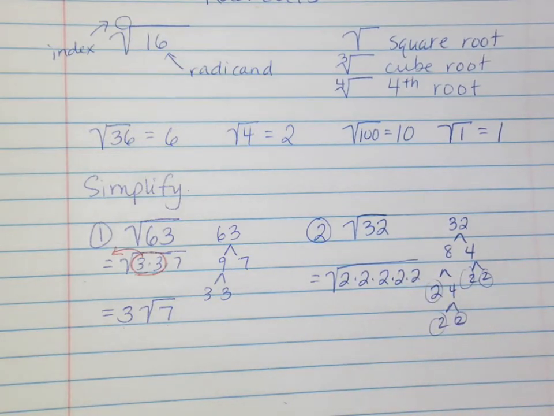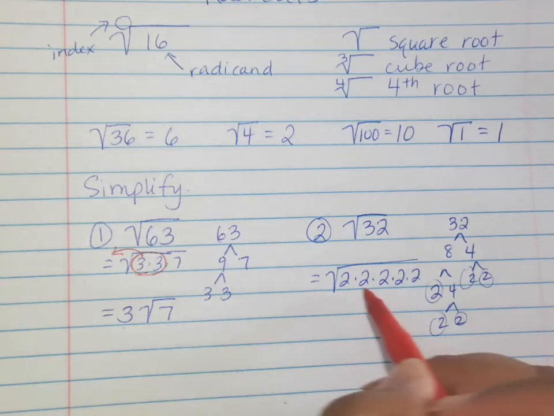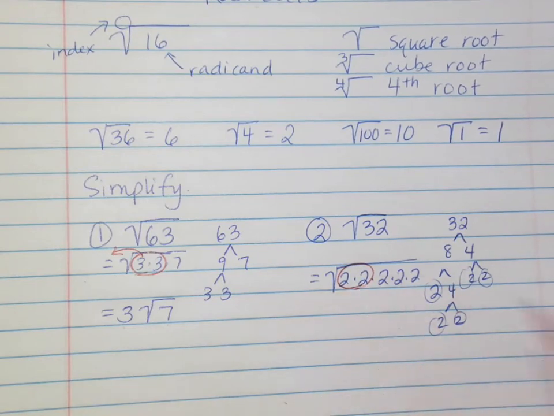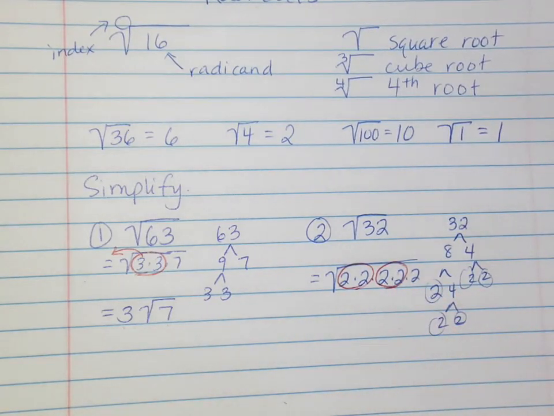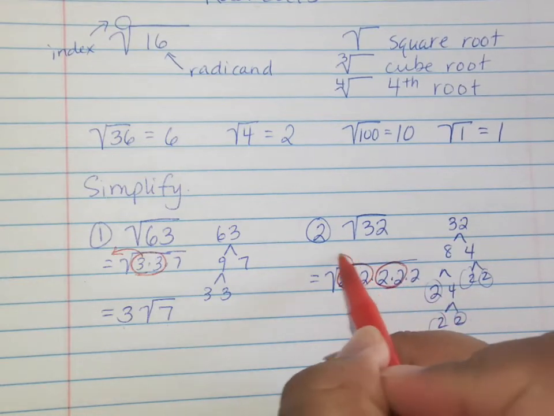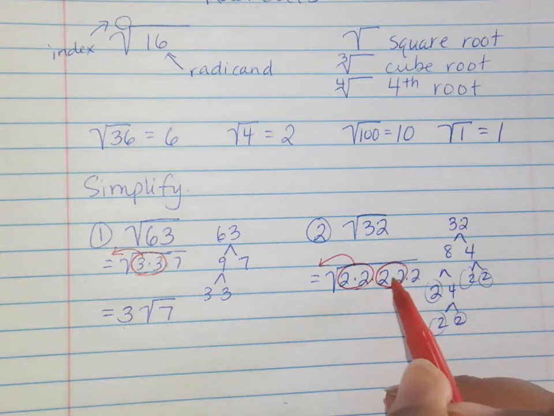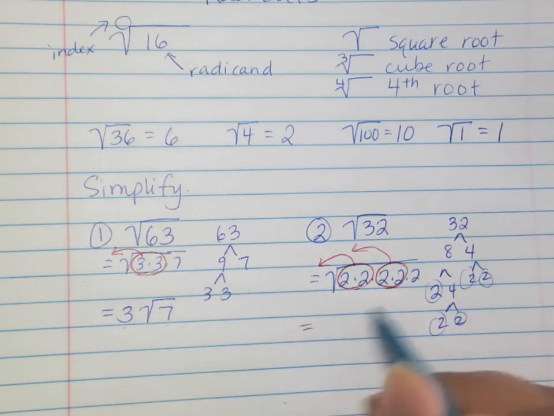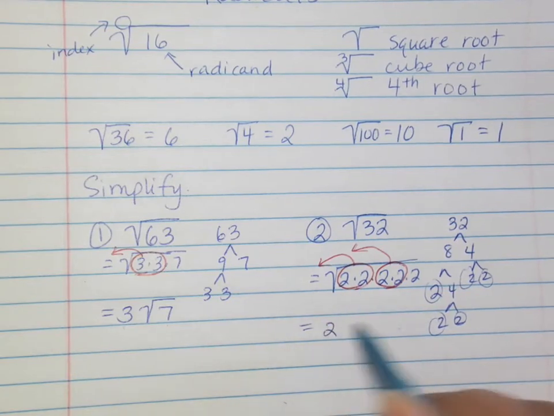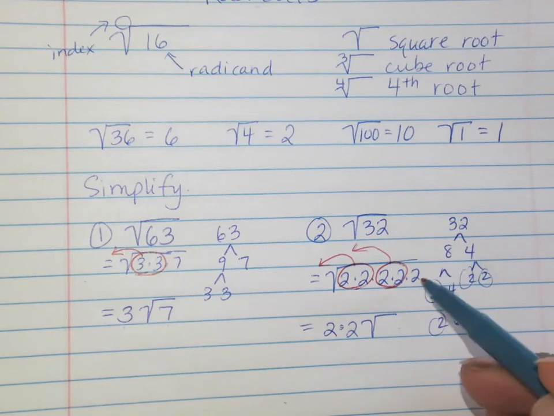This is a square root problem, so we're looking for pairs, so groups of 2. There's one group of 2, there's another group. So that means I have one of the 2s coming from this circle, one of the 2s coming from that circle. So there's my 2 for the first one, there's the 2 for the second one, and then we have a 2 left over.